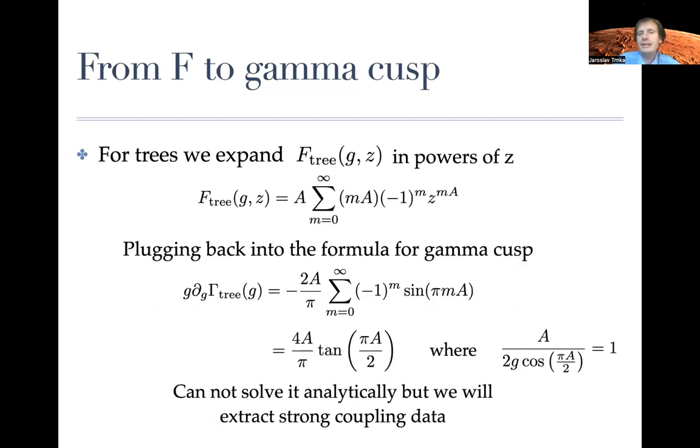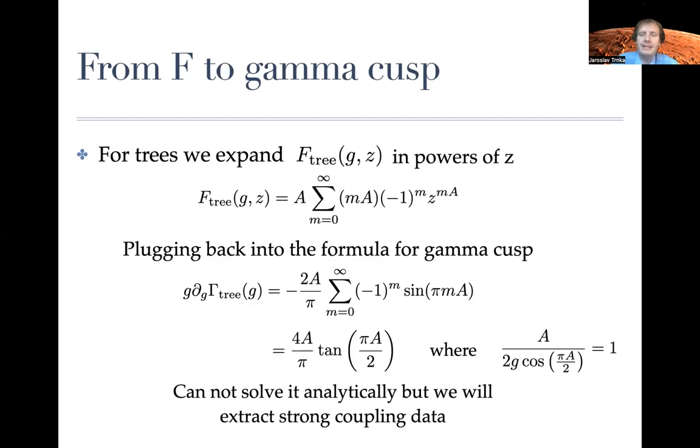Now we can look at trees. We saw the trees were a better approximation, which makes sense because we took more of these negative geometry diagrams. So there is some particular calculation. We can find a differential equation for the gamma cusp coming from these trees. We cannot solve for it explicitly.